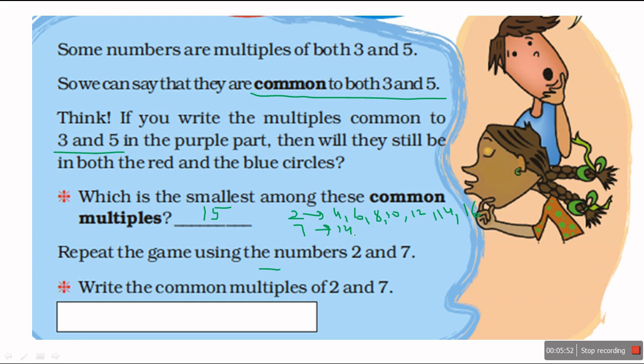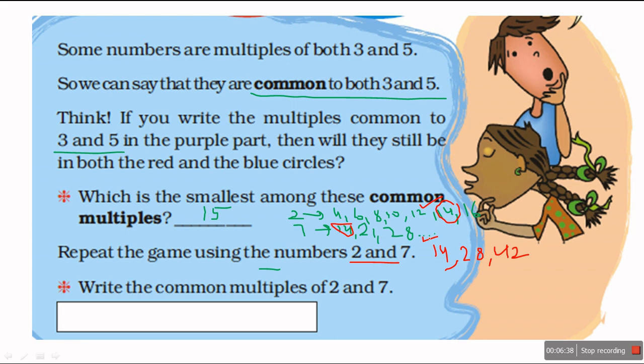Let us take multiples of 7: 14, 21, 28, and so on. So what you can see, 14 is common in both. So 14 is the common multiple of 2 and 7, or you can say the smallest common multiple. Thereafter, all the multiples of this will be common multiples of 2 and 7. That is 28, 42. These are numbers which are multiples of 2 as well as multiples of 7.